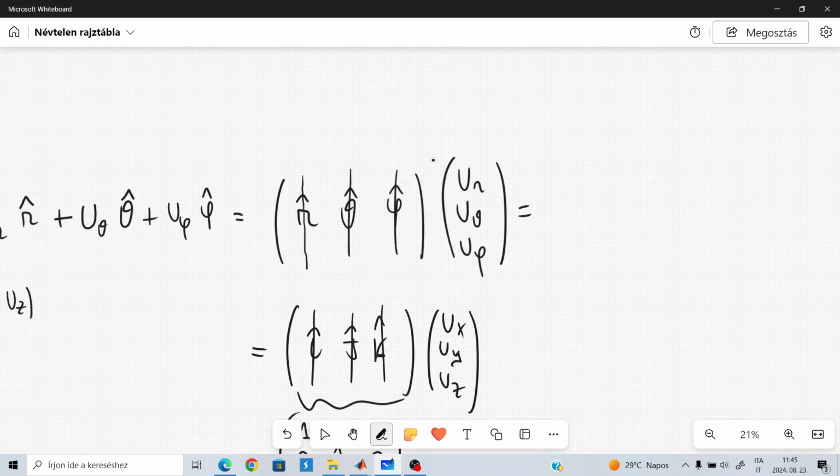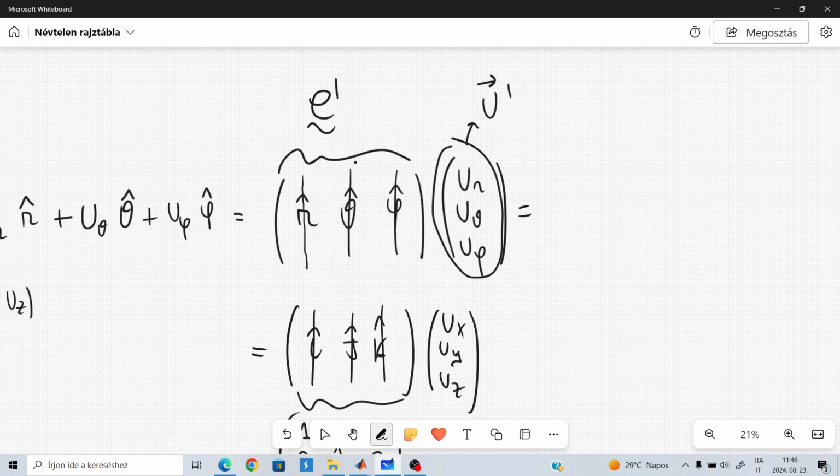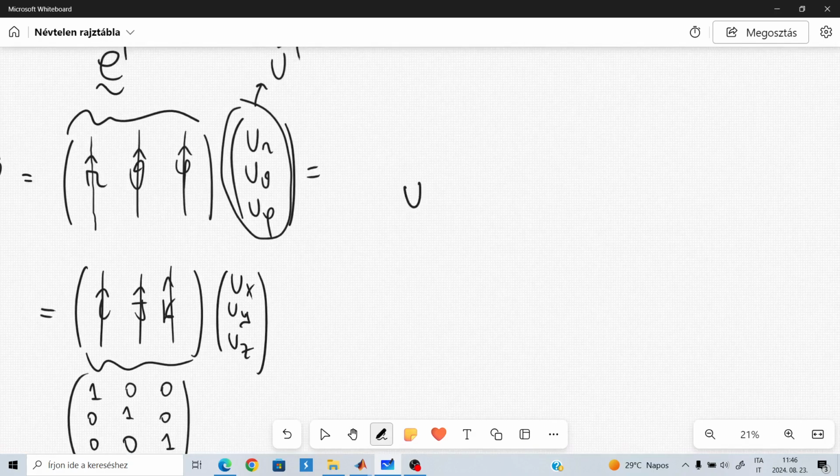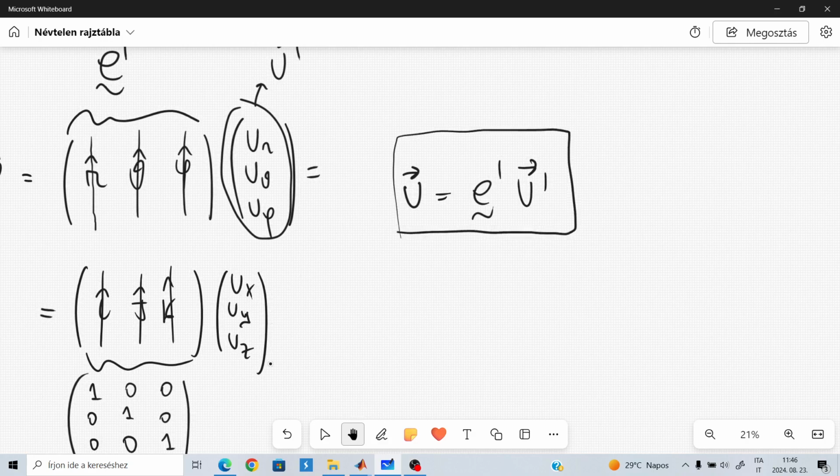Now, in my notation, this vector here will be u prime, and this matrix will be the matrix E prime. And we will write this matrix because we need to use it to switch from one coordinate system to the other. So this is quite important. From here, you can see that U can be written as E prime U prime. So this is an important transformation that we will use.